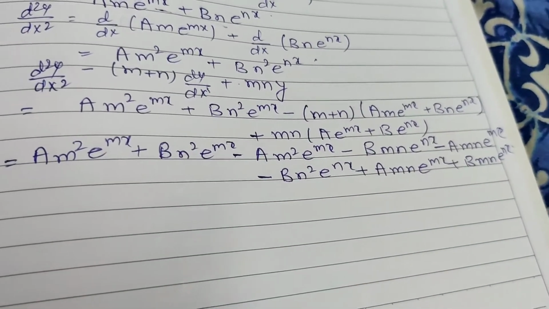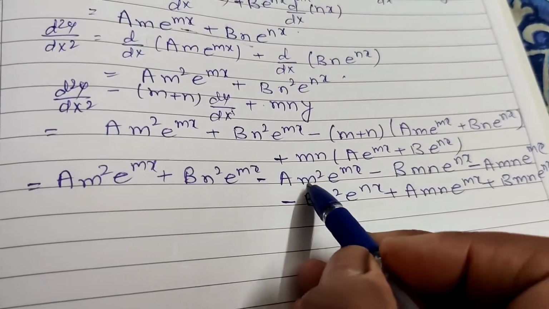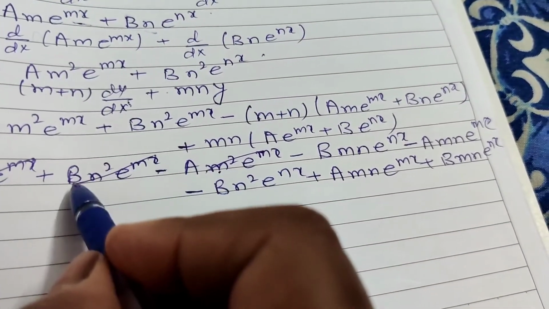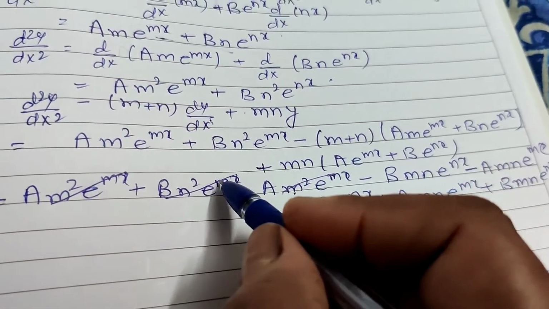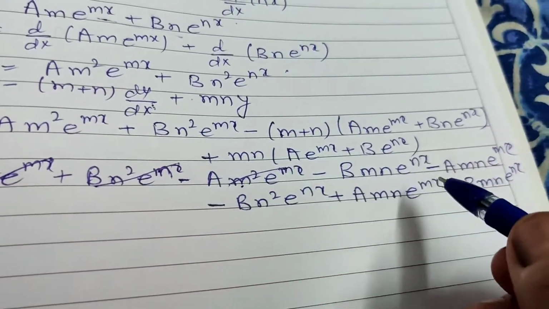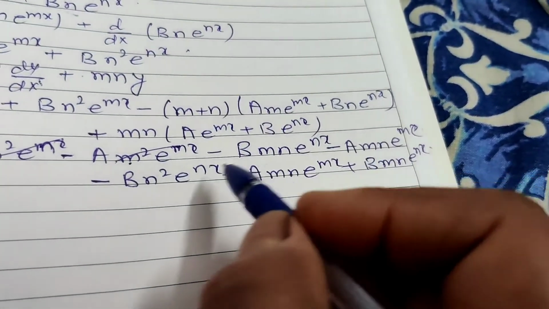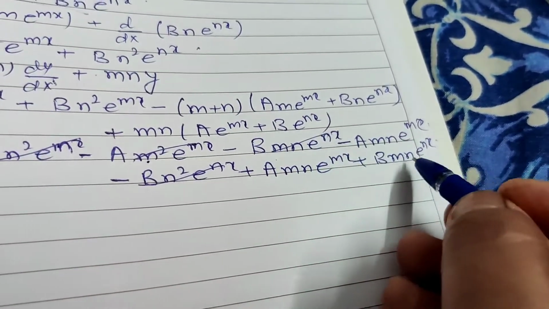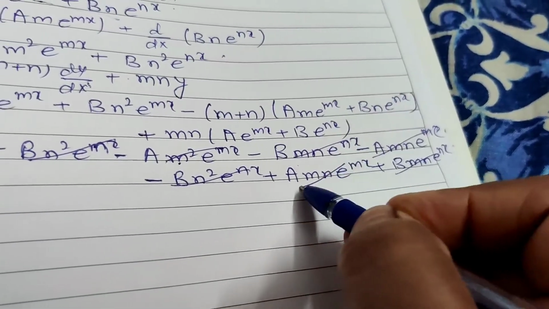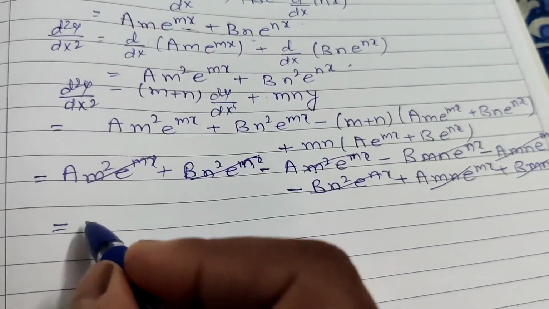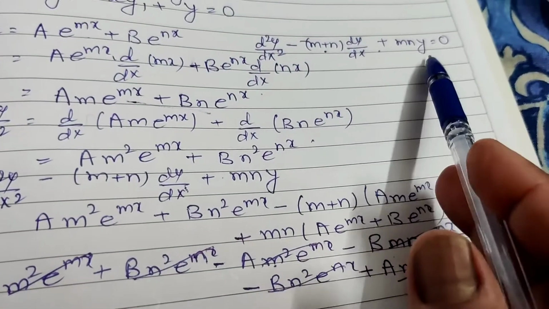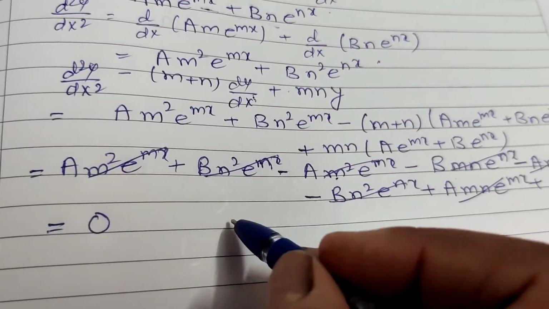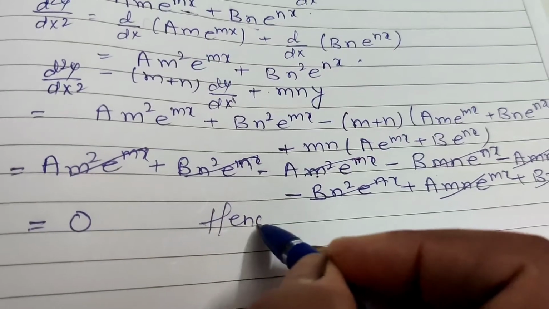Now cancel the terms. a m square e raised to power mx cancels, b n square e raised to power nx, and b m n e raised to power nx, and all are cancelled. The answer is 0. This is the RHS of this equation. Hence proved.